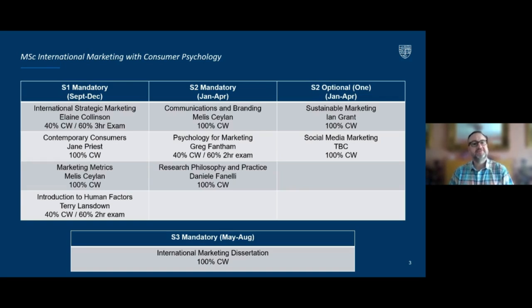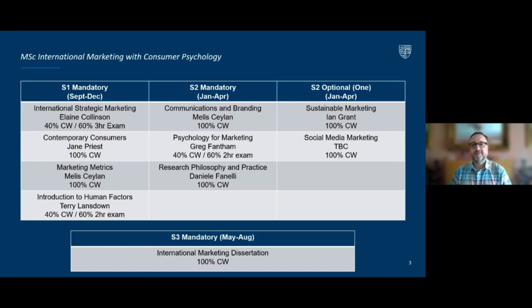Left-hand column, International Strategic Marketing with Elaine Collinson, Contemporary Consumers with Jane Priest, Marketing Metrics with Melis Silan, and Introduction to Human Factors, that's the main psychology side of it, if you like, with Terry Lansdowne. And you'll notice that that one's not 100% coursework. It's 40% assessed by coursework and 60% assessed by a 2-hour exam. So there is a little bit more exam assessment for students who are doing consumer psychology.